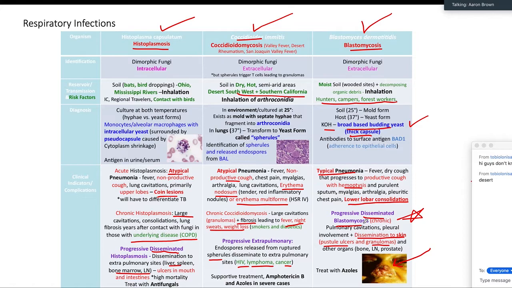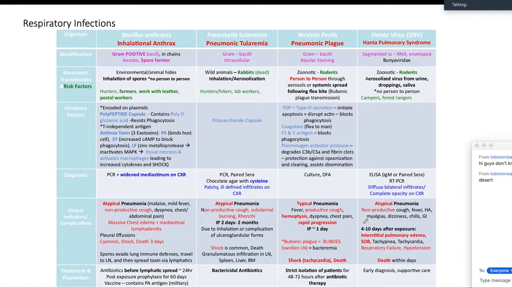Okay, great. Now, different zoonotic, very, very rare causes of pneumonia here. Anthrax is a gram-positive bacilli. This was a question on my Step 1 exam. They told me everything about anthrax, and then they asked me what it was. And luckily, I did remember it was gram-positive, so will you.